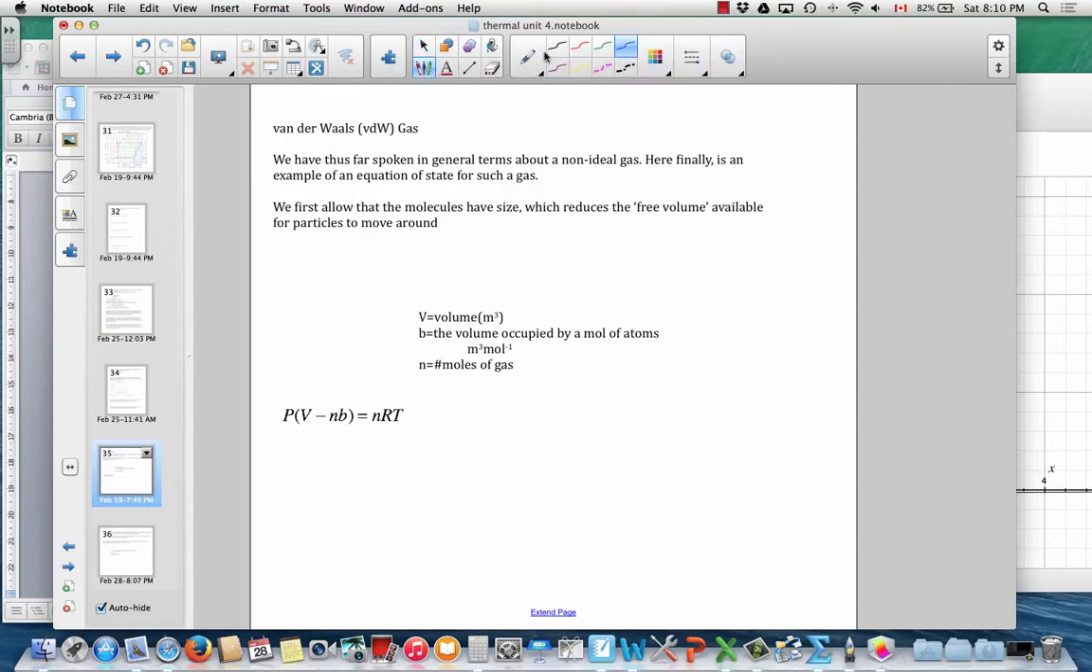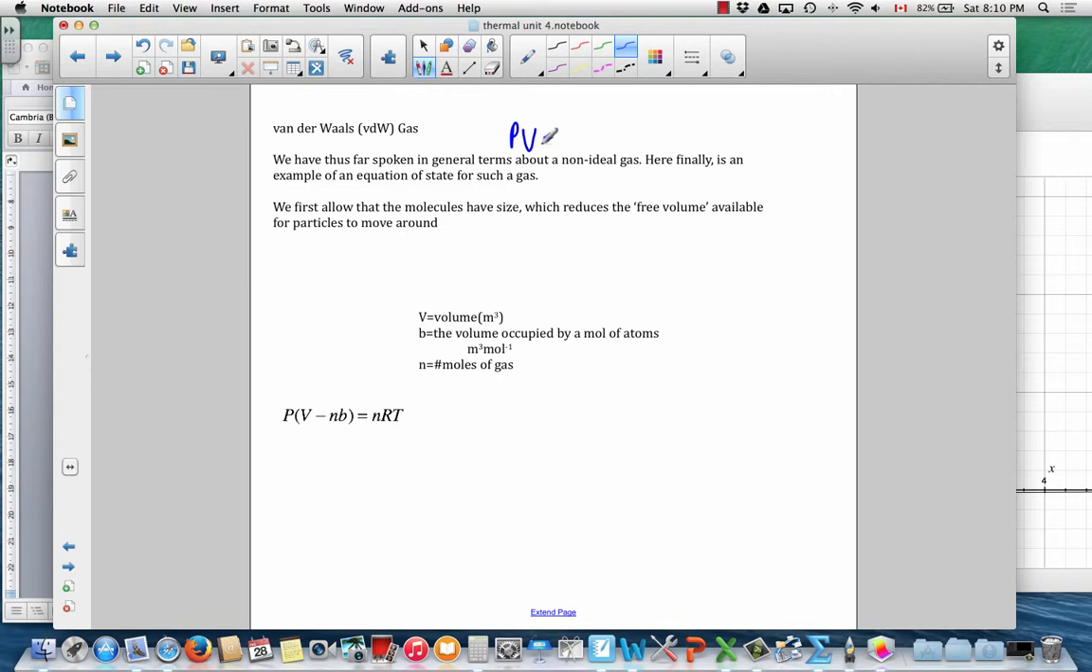So we know that the ideal gas has an equation of state that goes PV = nRT. But what about non-ideal gases? Well, this is one example of a non-ideal gas equation of state. It's called the van der Waals equation. So we're going to make a couple of modifications to the ideal gas equation.